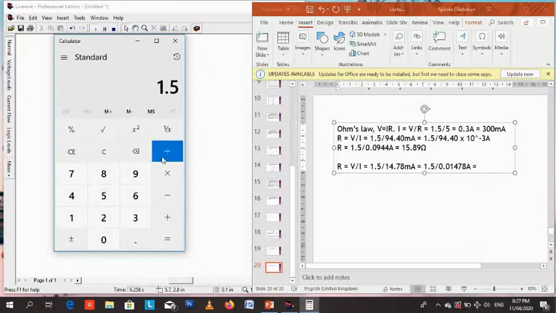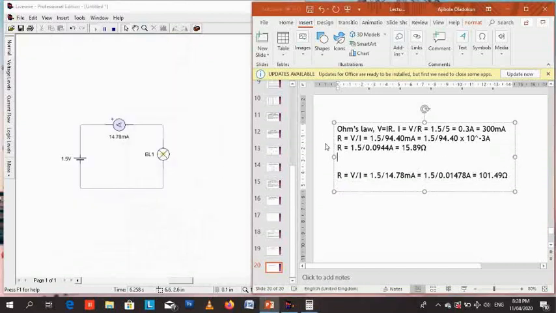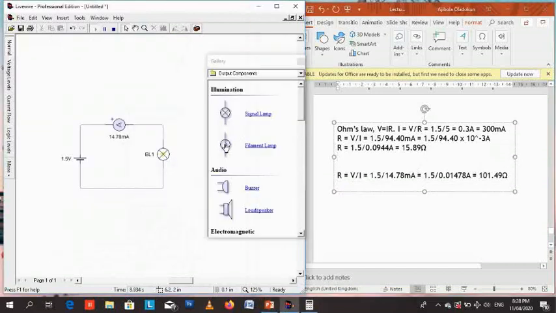Let's do that again, so we are sure that we didn't make a mistake. 1.5 divided by 0.01478 equals 101.49 ohms. Copy this Greek omega symbol, and paste.